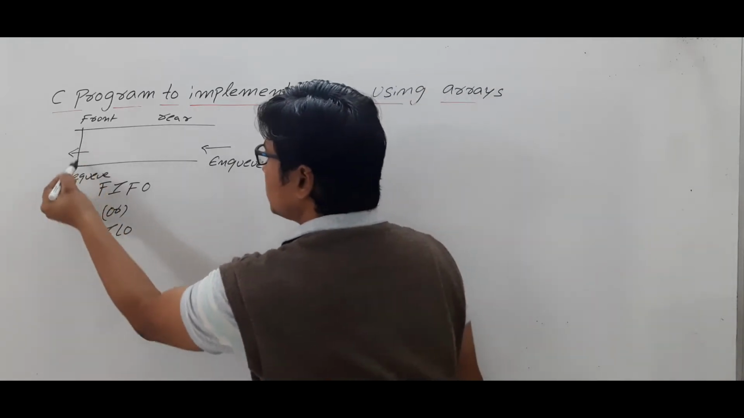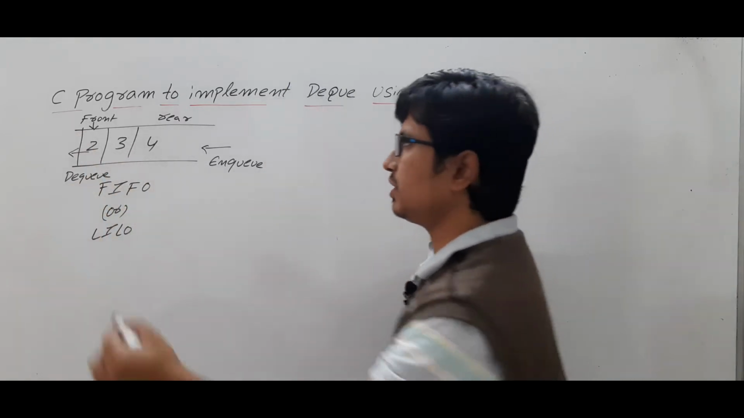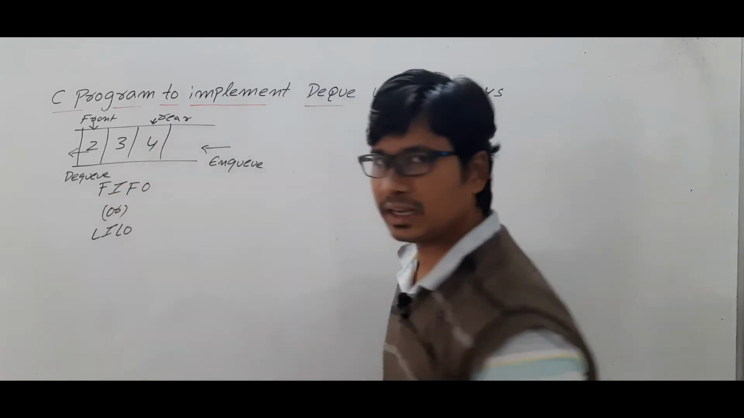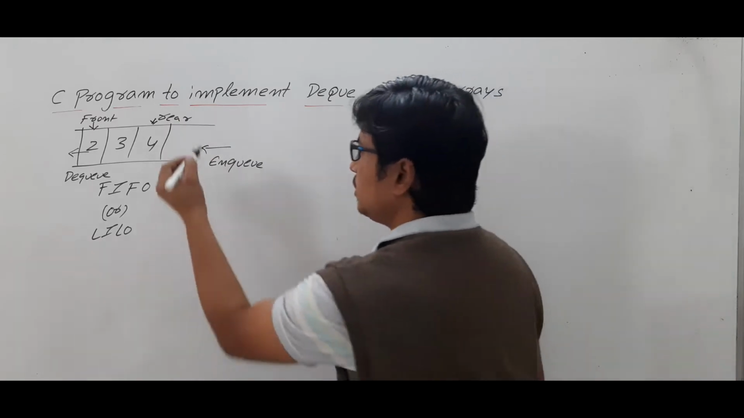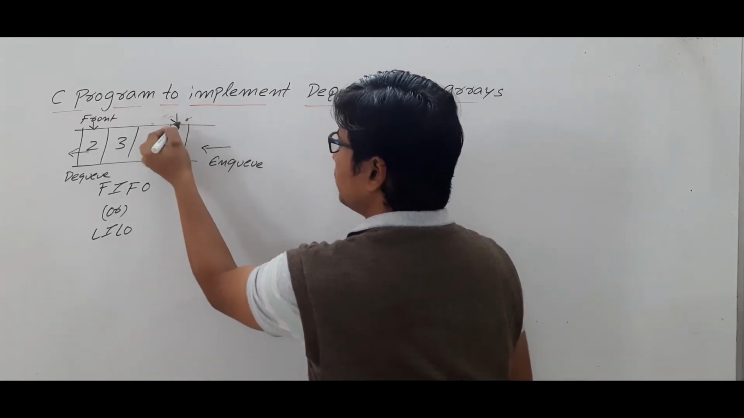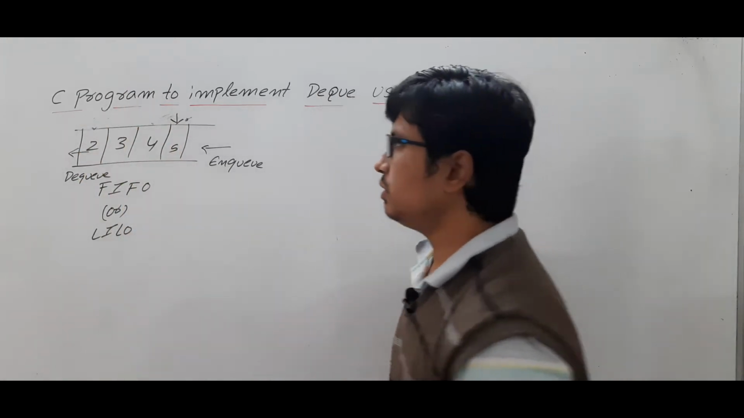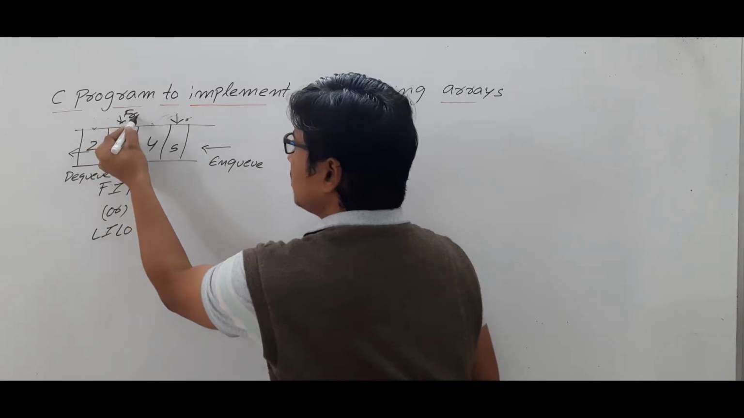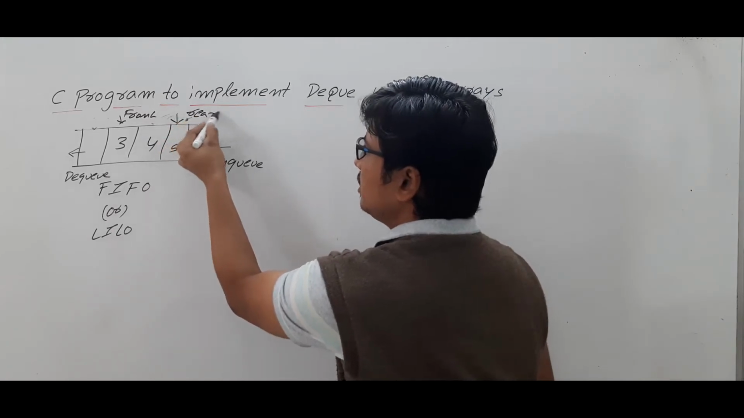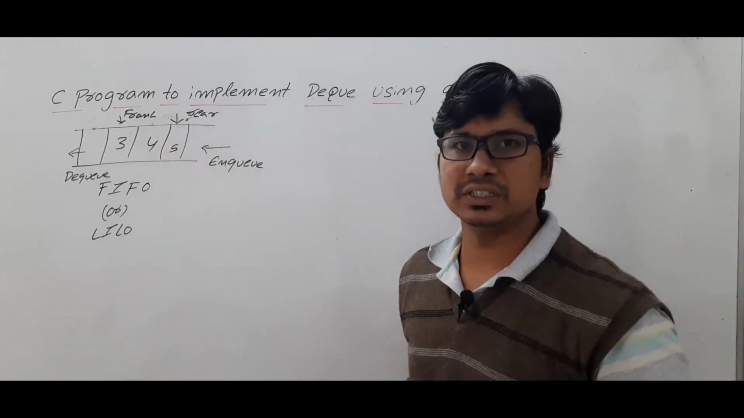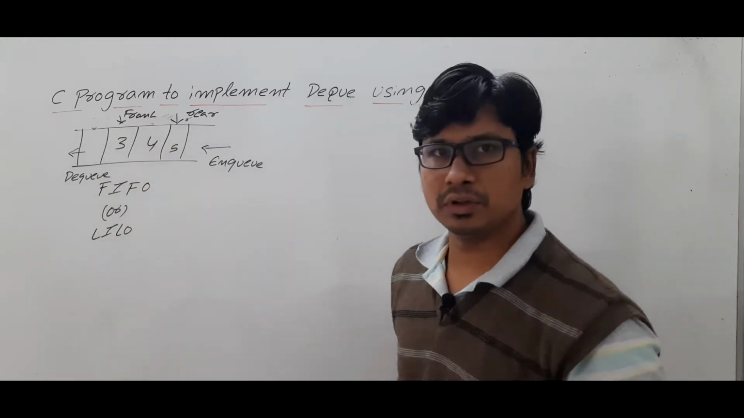Suppose you have elements 2, 3, 4, then 2 will be pointed by the front and 4 will be pointed by the rear. If you want to insert any element, you will increment the rear, then insert the new element, so rear will be pointing here. If you want to dequeue an element from the queue, then you will increment the front, so logically we have deleted this element. Now front is here and rear is here. If anyone asks you to display the elements in the queue, you will start from front and go up to rear. So this is about the queue.